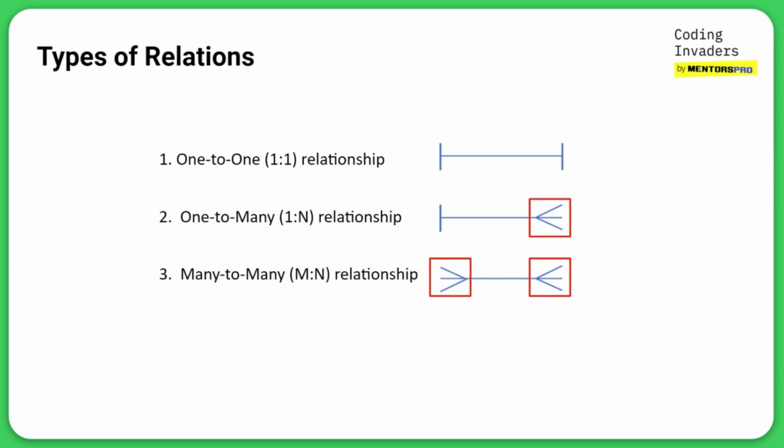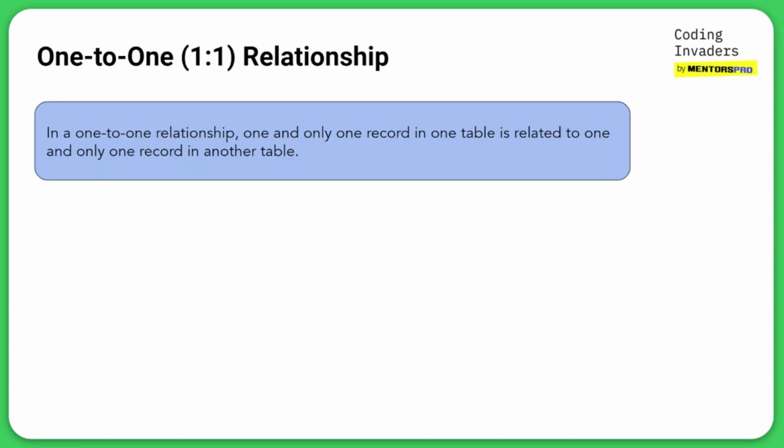Okay, now let's look at these relationships one by one with some example. A one to one relationship. In a one to one relationship, one and only one record in one table is related to one and only one record in another table. A primary key in one table becomes a foreign key in the related table.